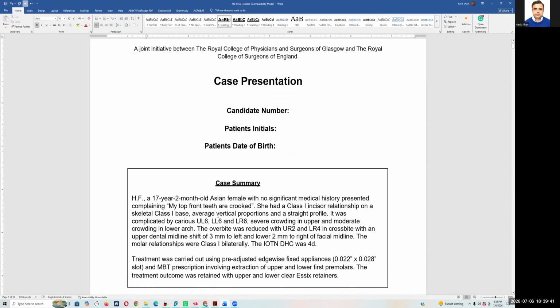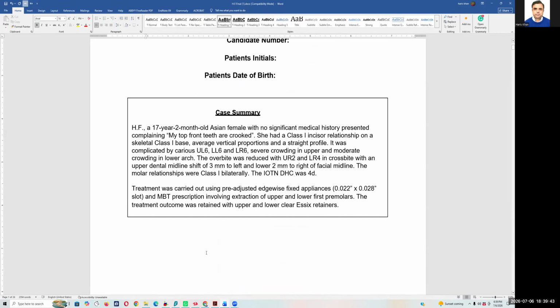It's not haphazard. So this is one of the standard case summaries: the extraorals, the age, the chief complaint, the medical history, then the incisor relationship, right? So this is basically a write-up. You cannot make a mistake in a write-up. They want to see the same pattern that you follow when writing a case report.